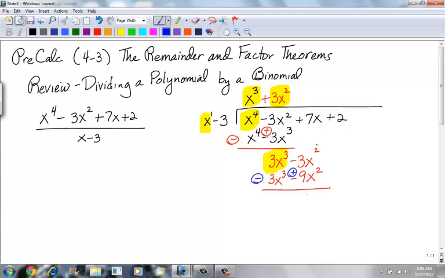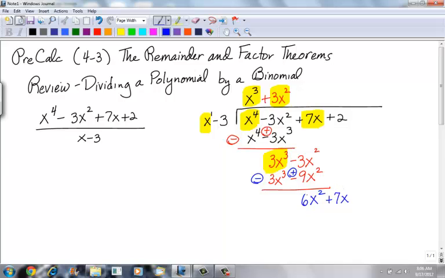Now these are like terms, so you can combine. Take the difference of the numbers and the sign of the larger one, and the variable stays the same, and the exponent stays the same. Then bring down that next term. Bring down the 7x, and it's positive, so you've got to bring down the sign in front of it.